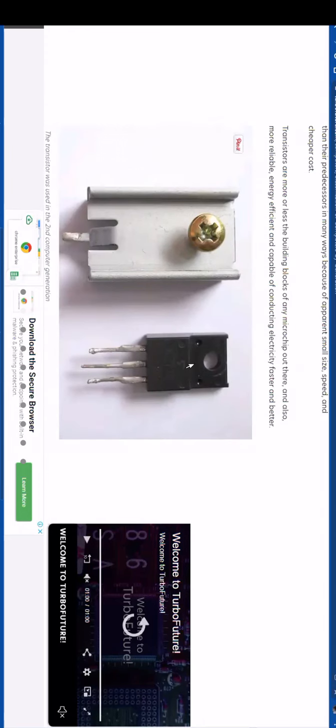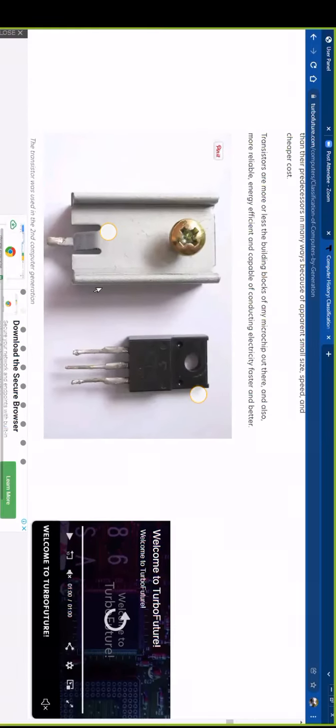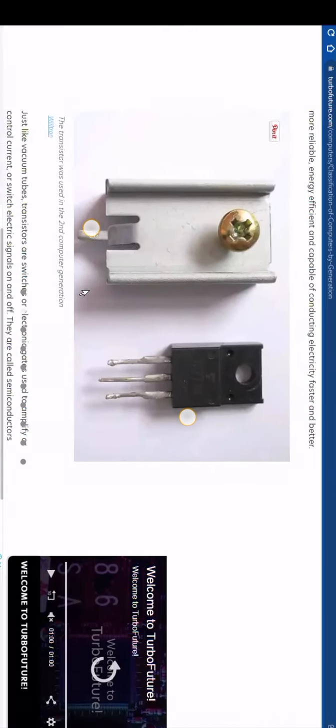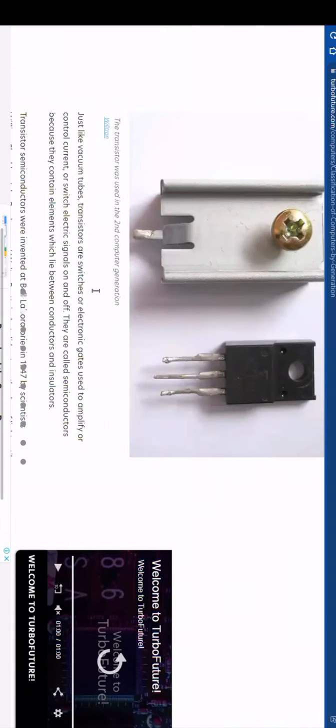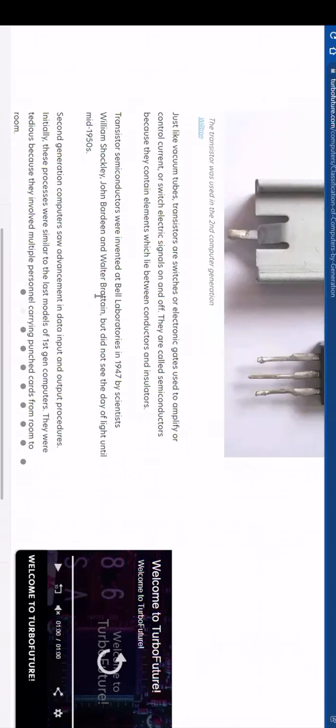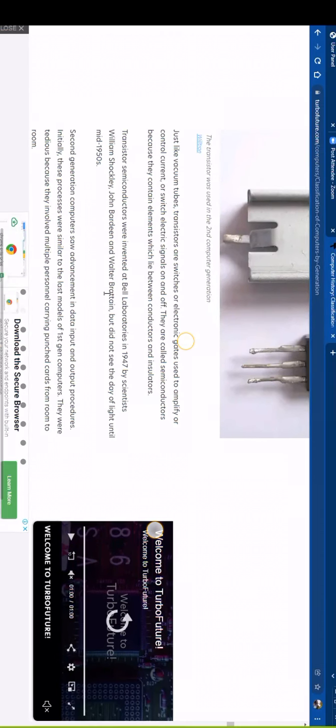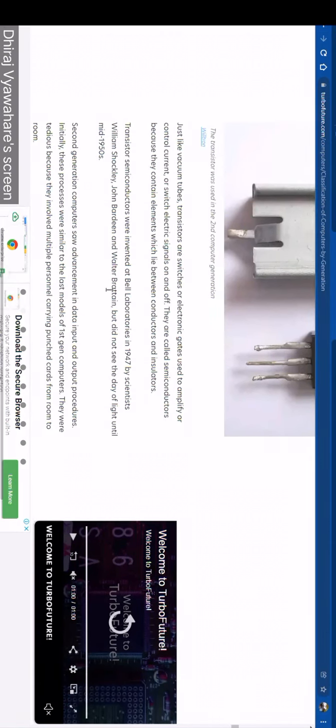हे बघा, या ट्रान्झिस्टरचं चित्र दिसते तुम्हाला इथं. This is the transistor that was used in the second generation. Just like vacuum tubes, transistors are switches or electronic gates used to amplify or control the current or switch electric signals on and off. They are called semiconductors because they contain elements which lie between conductors and insulators.